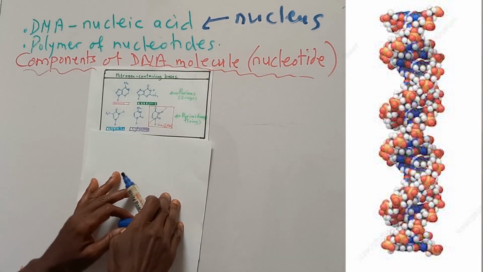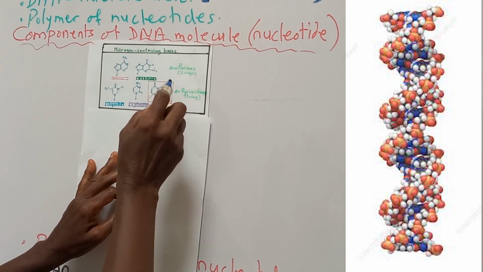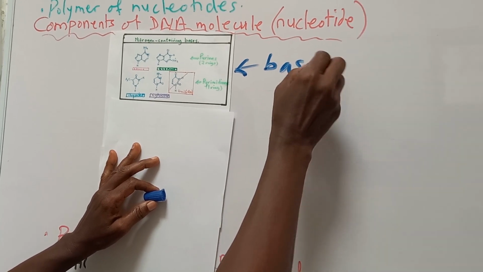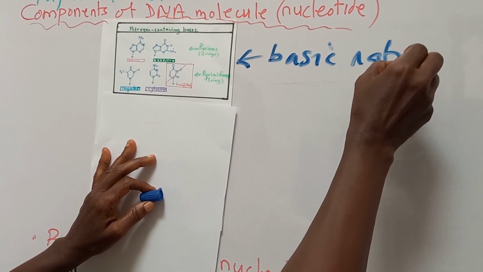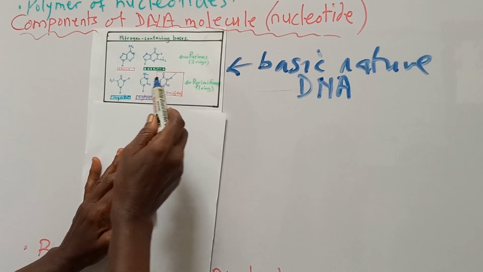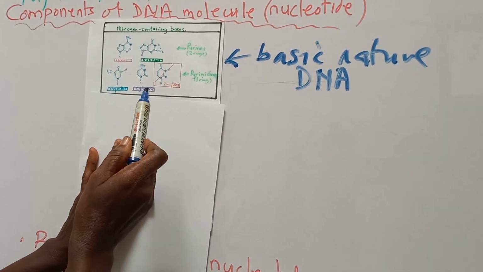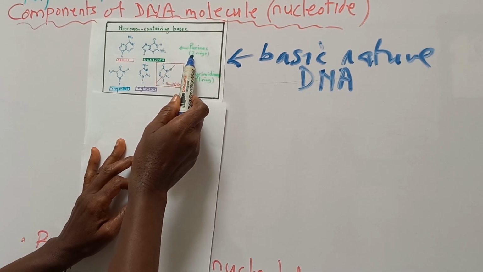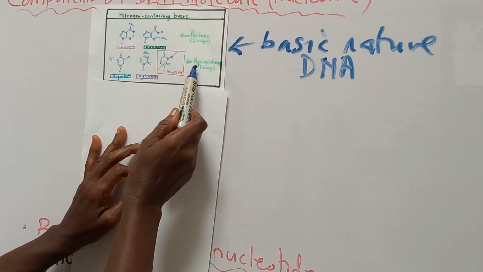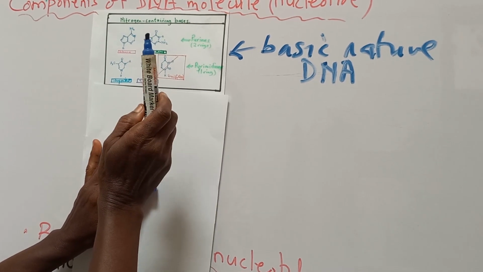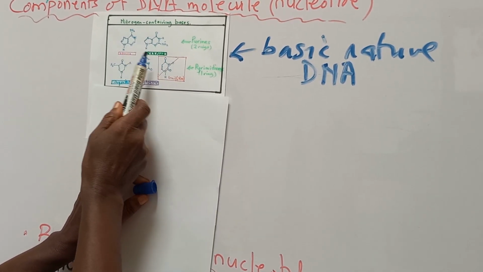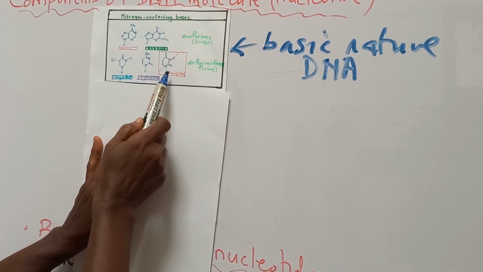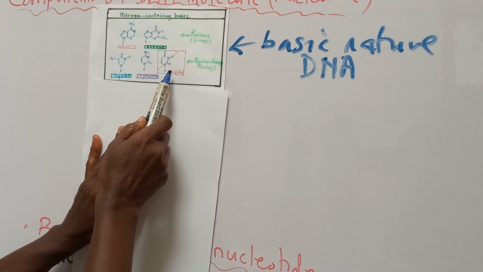In a nucleotide, you have nitrogen-containing bases. This gives the basic nature to DNA. And the nitrogen-containing bases, you have purines. These are 2 rings. And you have pyrimidines, 1 ring. Purines, you have adenine, guanine. Pyrimidines, you have thymine, cytosine. You also have uracil, but it's in RNA.